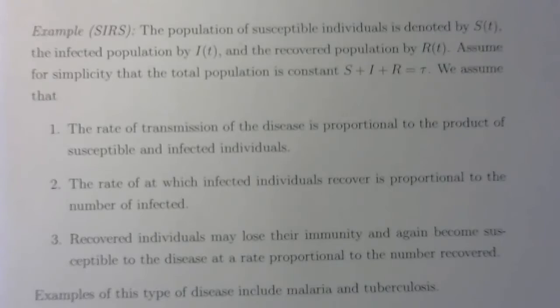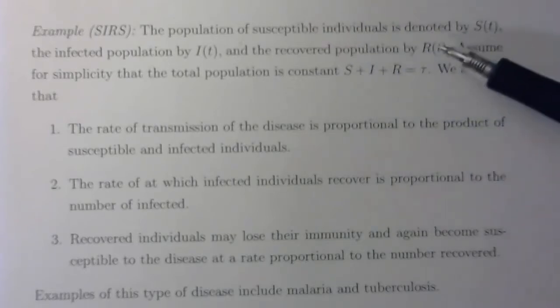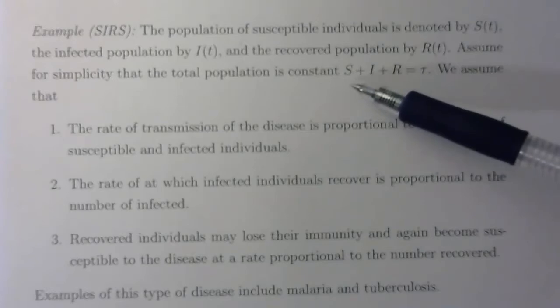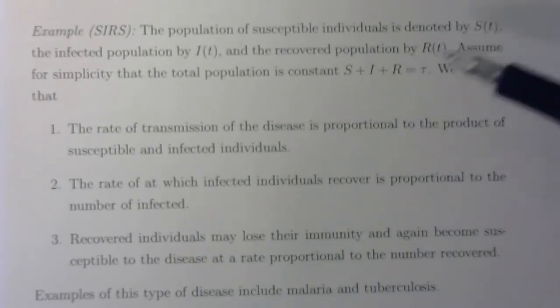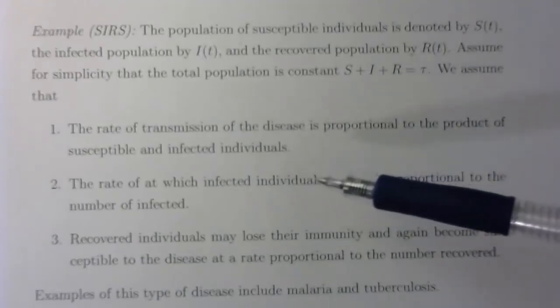The typical general term SIR is used because for some illnesses, once you're recovered, you can never get it again, right? Like a lot of viruses. So we're going to do an SIRS model and take a look at what that is. So here are the specifics. S of t is the number of susceptible individuals. I of t is the number of infected, and R of t is the recovered. So we assume the number of individuals is constant, so S plus I plus R is equal to some fixed tau. Let's also assume that the rate of transmission of the disease is proportional to the product of susceptible times infected.